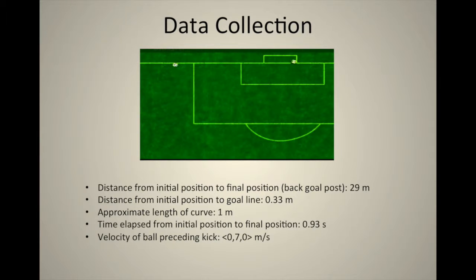To make this graph, I needed a few important bits of information, which I got from another video which analyzed this goal. I found the distance from the initial position to the final position, from here to here, the initial position to the goal line, which is from here to the line, the approximate length of the curve, which is the size from which this deviates from its starting position and its top position in the middle, the time elapsed from the kick to the goal, and the velocity of the ball preceding the kick.